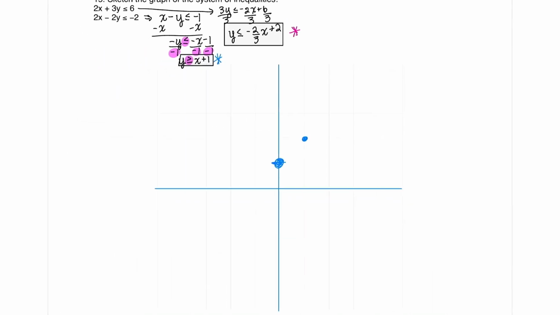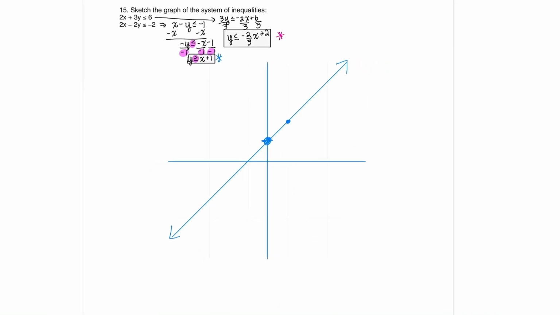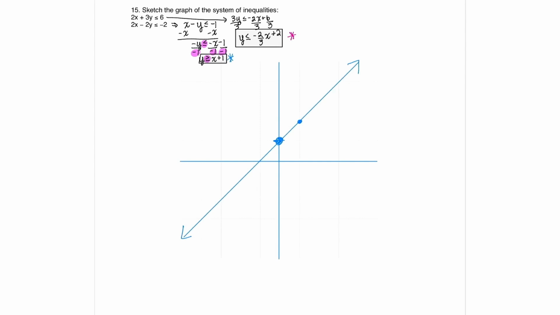Now we need to connect these dots. And like I mentioned before, it is a solid line. If it were strictly greater than or less than, then we would need to do a dashed line. We'll focus on the shading in a second. Now for the other one, our y-intercept is 2 and our slope is negative 2/3. So from this point, we're going to go down 2 and then to the right 3 and plot our point there. Again, this is a solid line, so we are going to go ahead and connect the dots with a solid line.